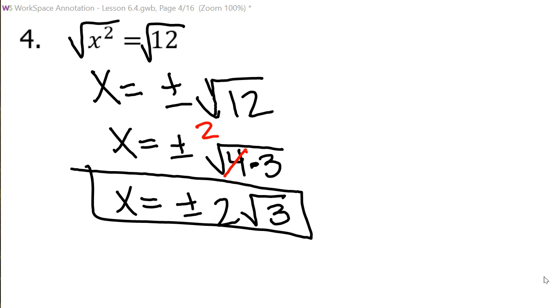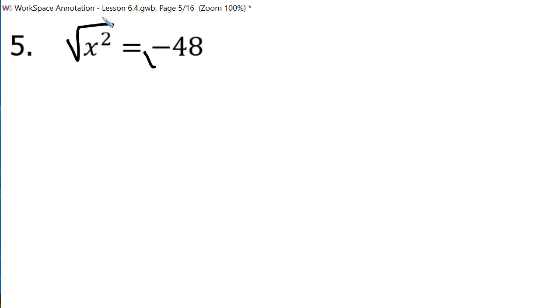Number 5, first step: is the x squared by itself? Yes. Now we have to get rid of the square, so what's the opposite of squaring? Square root. So we need to square root the left side and square root the right side. What is the square root of x squared? X equals, and how many answers should I have? 2. So make sure you have the plus or minus.